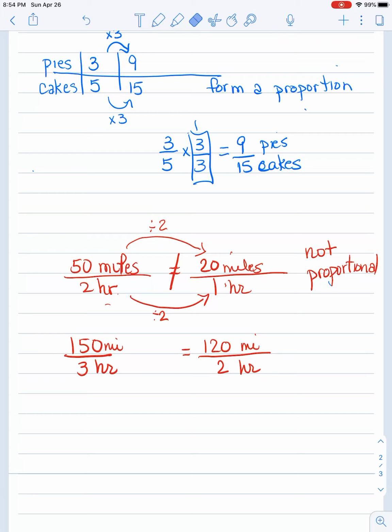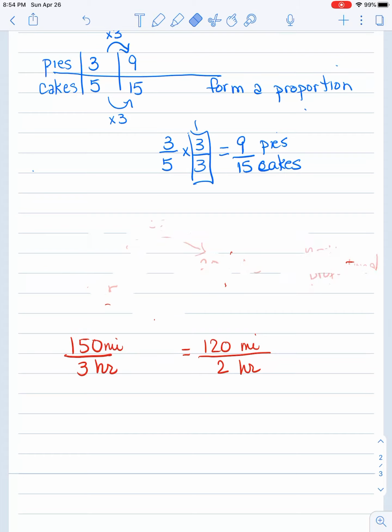Now let's take a look at this one down here. Another speed, because a lot of times we're dealing with speed. Speed is more than just a ratio. Speed is a rate, and we're going to do a lot more with that at a later date. Let's see. You see that I can't draw a relationship directly between 3 and 2 or between 150 and 120.